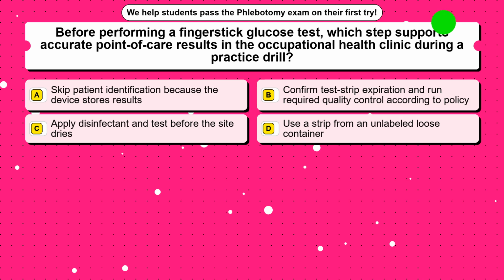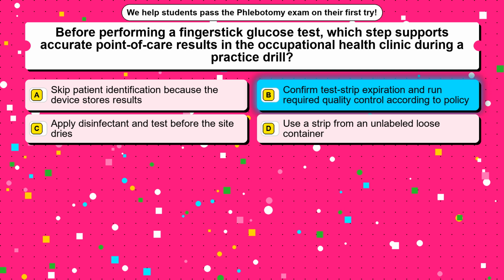Question 74. Before performing a fingerstick glucose test, which step supports accurate point-of-care results in the occupational health clinic during a practice drill? Option A. Skip patient identification because the device stores results. Option B. Confirm test strip expiration and run required quality control according to policy. Option C. Apply disinfectant and test before the site dries. Option D. Use a strip from an unlabeled loose container.